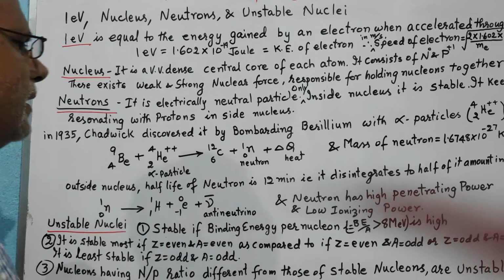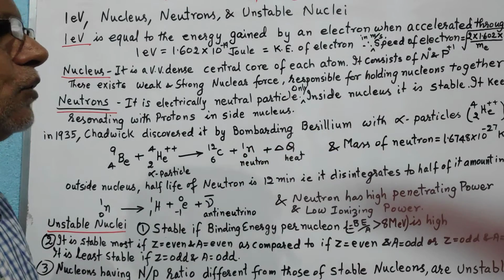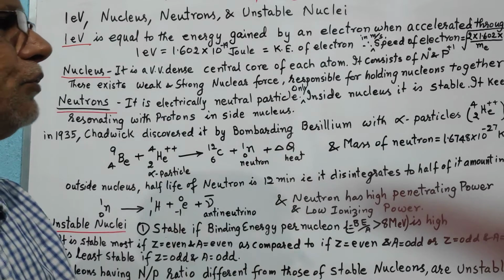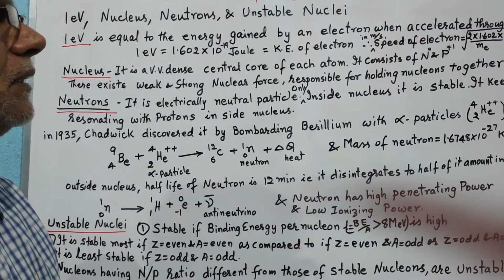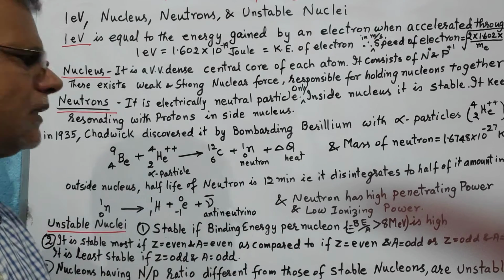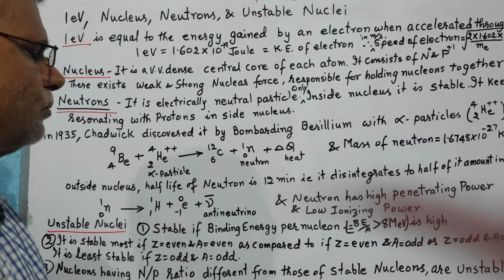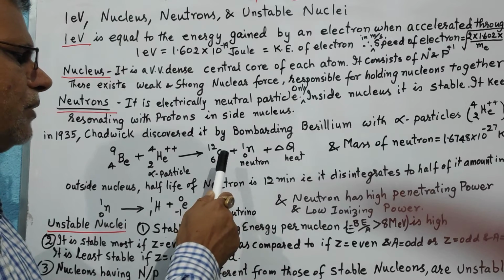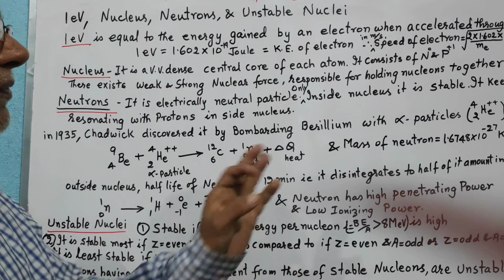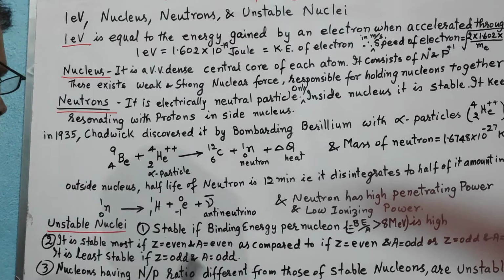In 1935 Chadwick bombarded beryllium with alpha particles. What is an alpha particle? It is doubly ionized helium. If you remove the 2 electrons from the helium atom, then what we get is called an alpha particle. When he bombarded alpha particles on the beryllium, it converted into carbon, 6C12 carbon isotope, and also released 1 neutron and some heat. The mass of neutron is nearly 1.67 into 10 power minus 27 kg.